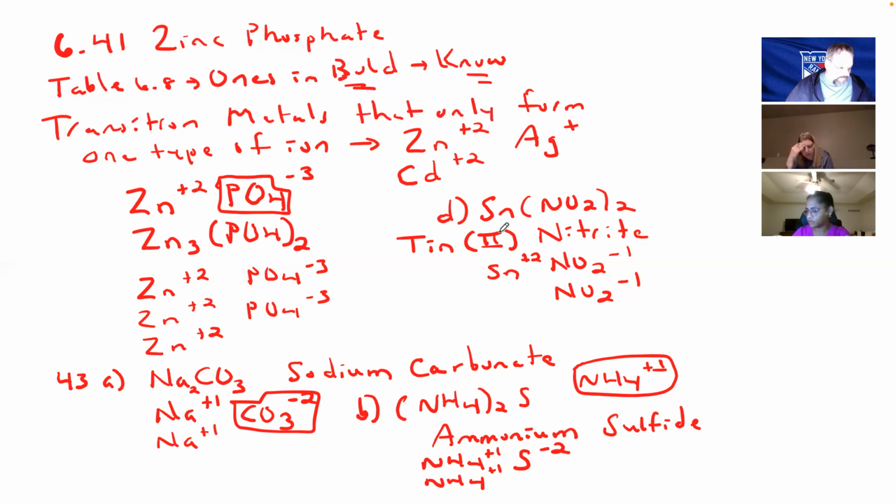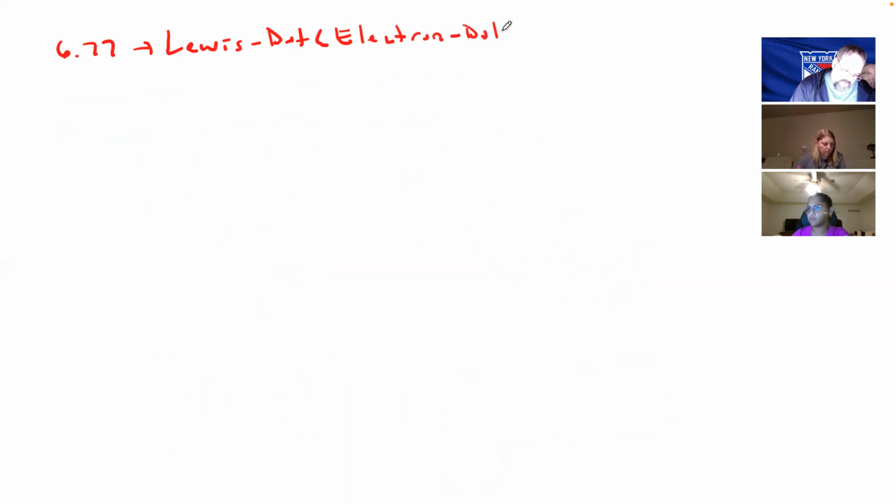All righty. I think the next question is on page 199, 6.77. Use VSEPR theory to predict the shape of each of the following. I wanted to talk about this a little bit anyway. So let's talk a little bit about Lewis dot or electron dot structures and VSEPR theory.